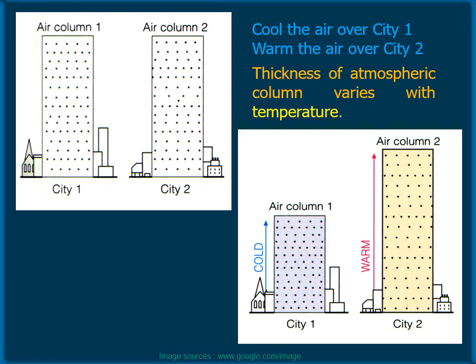Now, apart from the gravitational force, temperature is also a significant factor which controls the air pressure. Previously, we came to know that because of the different amount of insolation received at different places of the Earth's surface, the temperature condition of the Earth's surface varies from place to place. So depending on this, the air column over any two given points, say for example CT1 and CT2, will get different amounts of terrestrial radiation.